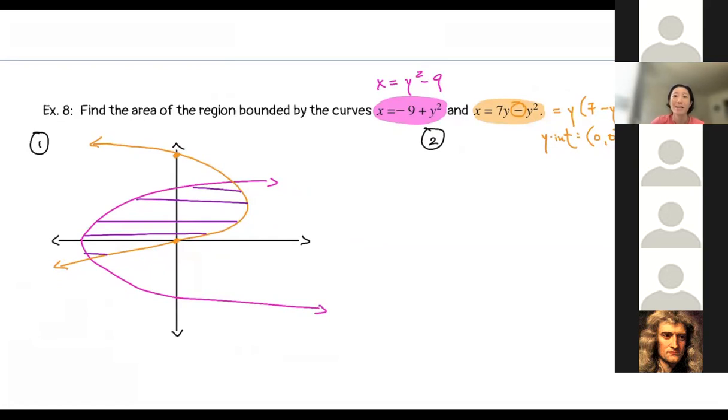So think about this more like we have to learn how to make this decision. One of the indicators here is that when the equation is x equals and the other one is also x equals, and you look at the picture and you're like, wow, that's kind of sideways.